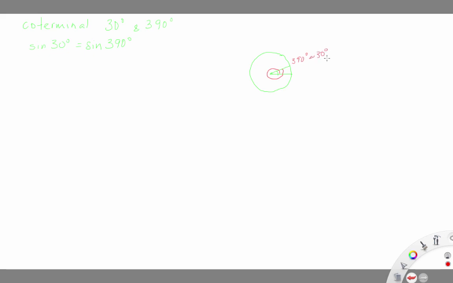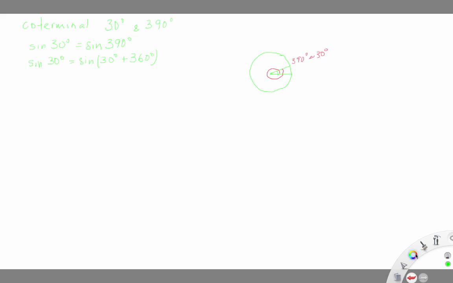Okay, good. Now, we could also rewrite this expression and say that sine of 30 degrees is equal to sine of 30 degrees plus 360 degrees. Why does that make sense? Because 30 plus 360 is equal to 390.